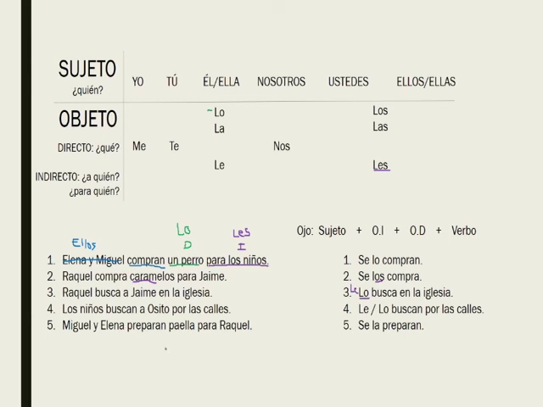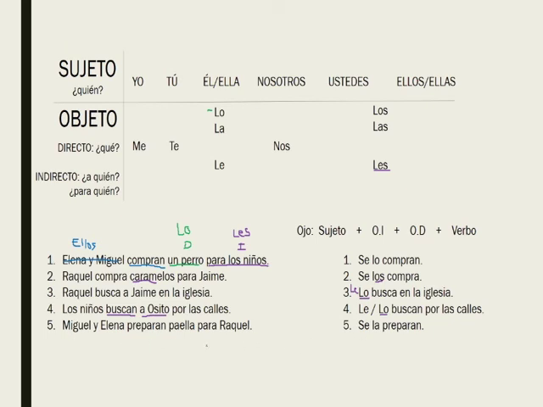So in Spanish, you can just omit the subject pronoun or the name of the person. Number four. Los niños buscan a Osito por las calles. Buscan. What do they look for? Lo buscan. A Osito. I use masculine singular because Osito is a male dog. Animals in Spanish have gender too. They're not an it. Lo buscan por las calles or le buscan por las calles.